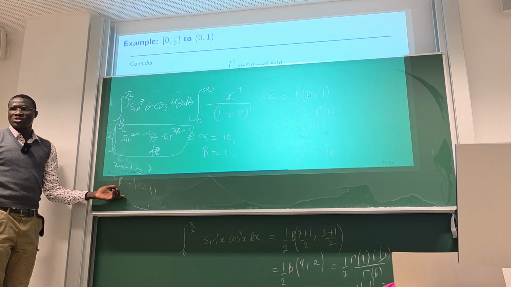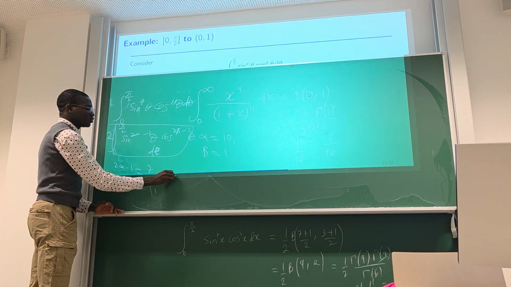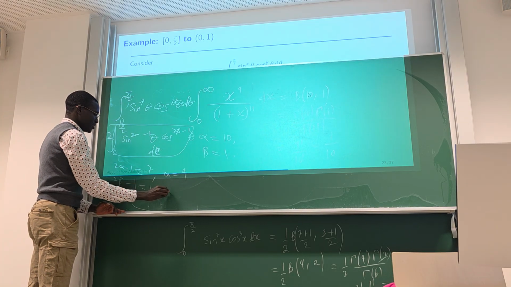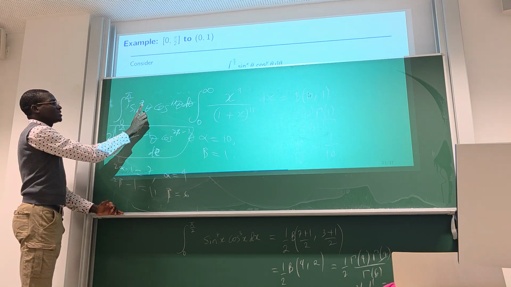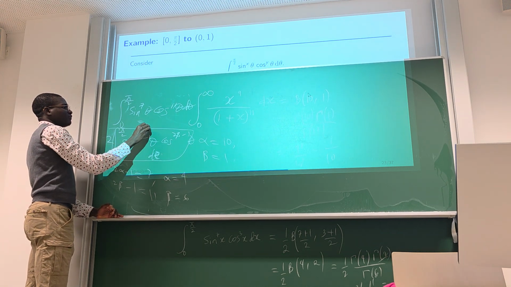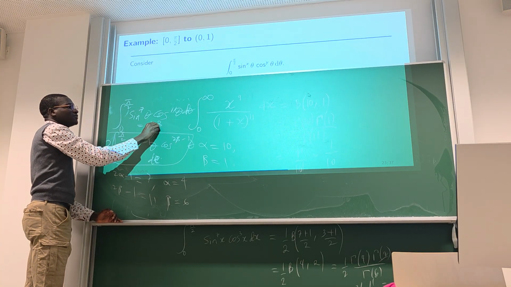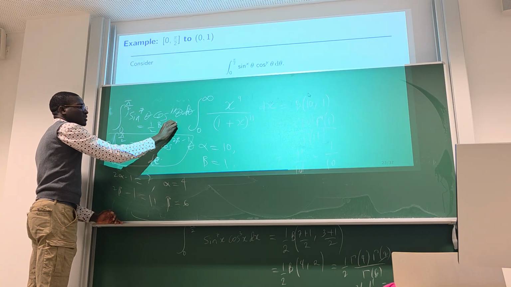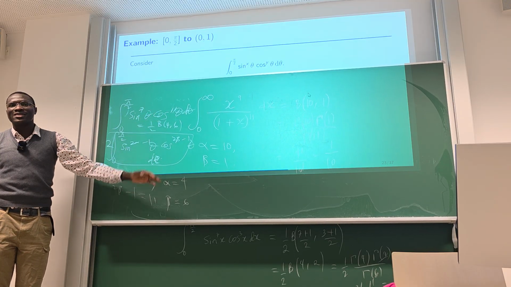So when you make this substitution, what would happen? For this one, you would have alpha to be 4 and beta to be 6. So this integral would be half beta of 4, 6. That's clear, right? But you don't find 4, 6 in the exponent.